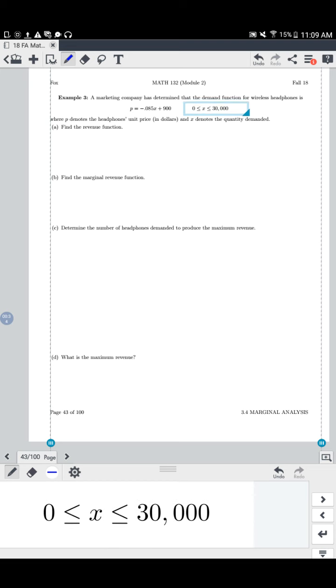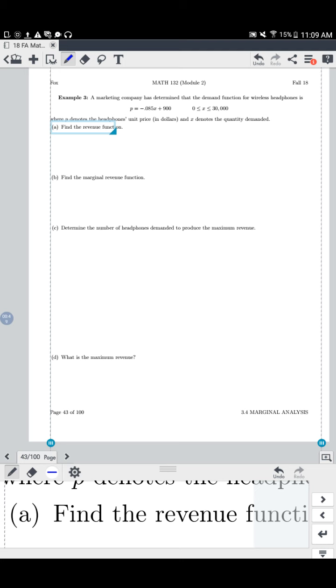So we'll only need to pay attention to the 0 to 30,000 if we're trying to tell them to create 35,000 to maximize the revenue. Obviously, that's not realistic, so we're just going to stay within that range, but otherwise we won't use it too much. The first part says find the revenue function.